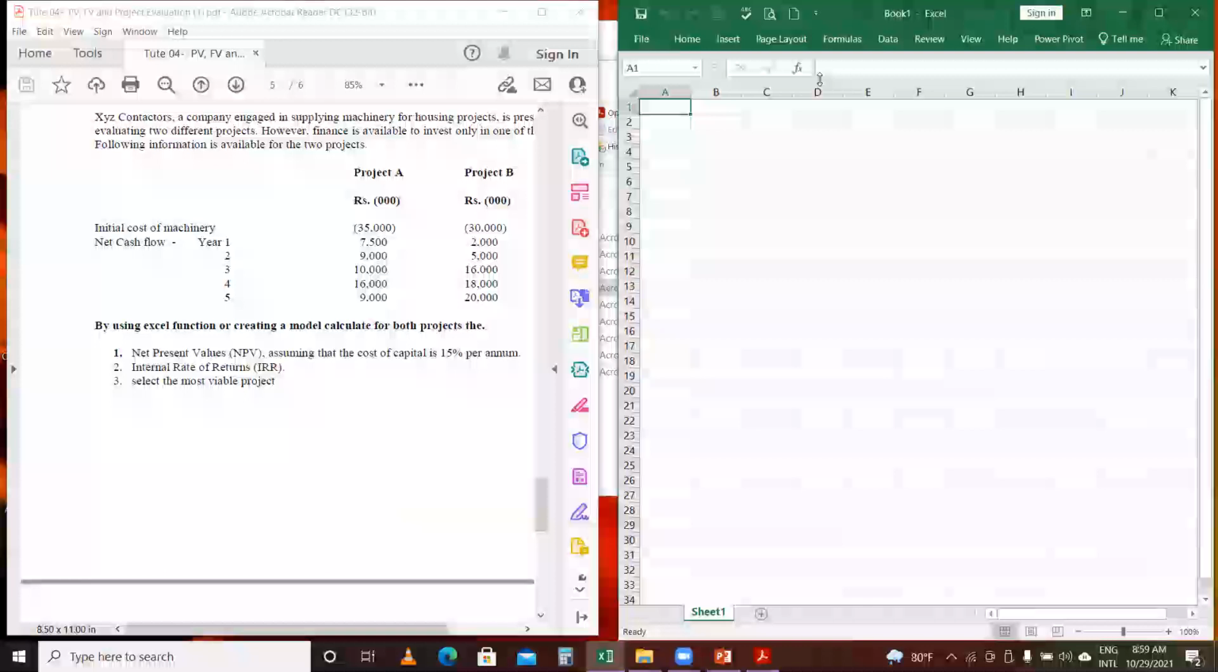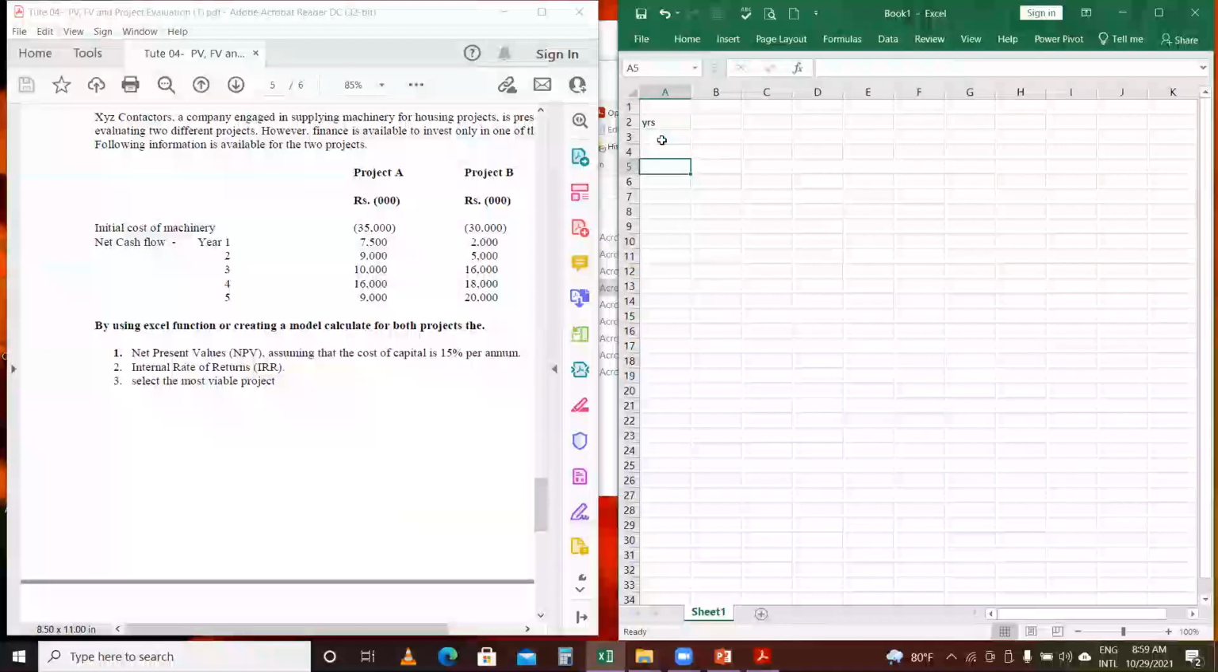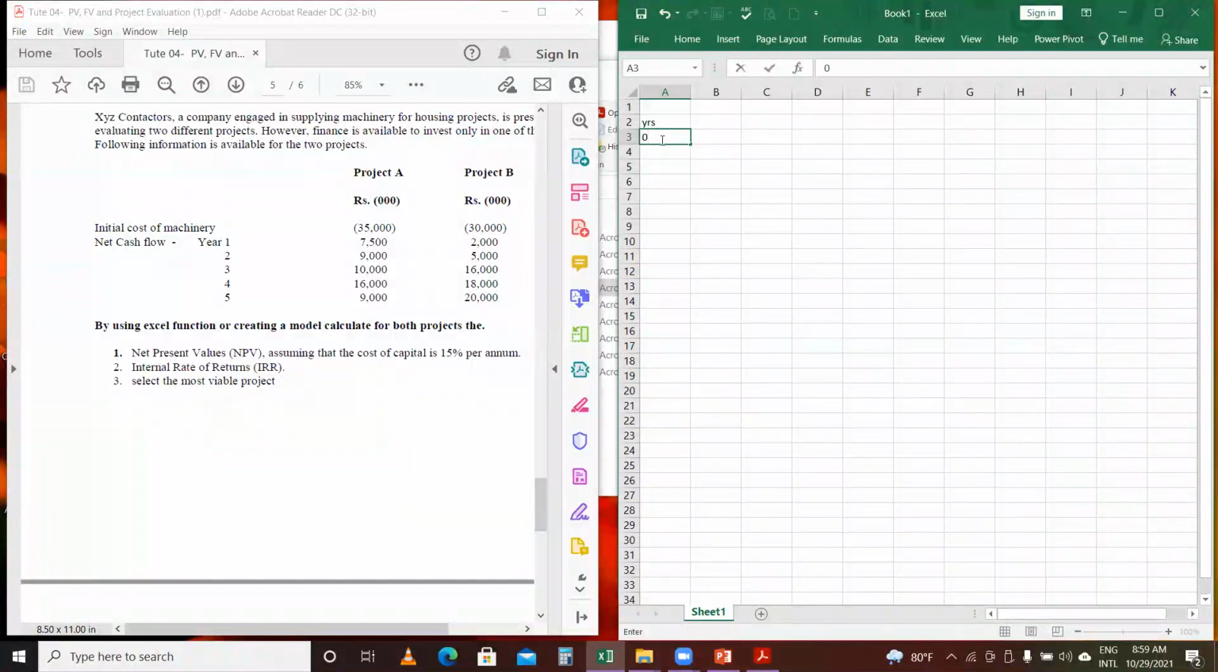So there are two projects, project A and project B. First, we are going to write the years. So years from 0 to 5.